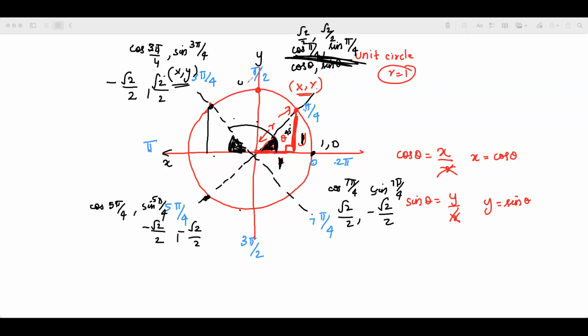1 comma 0, 0 comma 1, minus 1 comma 0. What is this? 0 comma minus 1. What does that mean? If this point xy is 0 comma minus 1, what is that? Cos 3 pi by 2 is 0, sin 3 pi by 2 is minus 1. Here cos pi by 2 is 0, sin pi by 2 is 1. Any questions there?